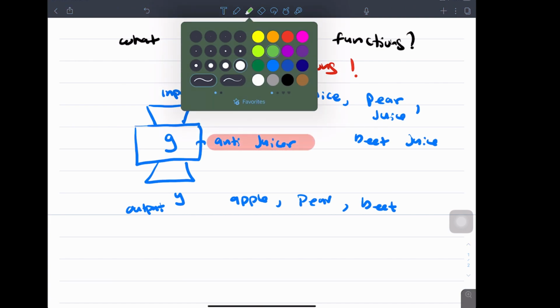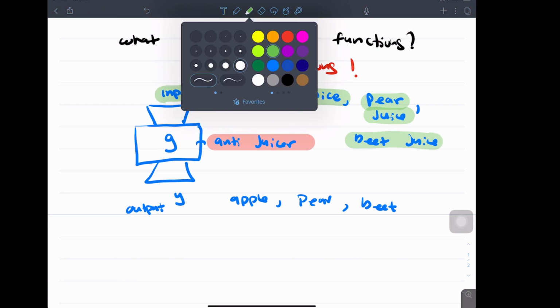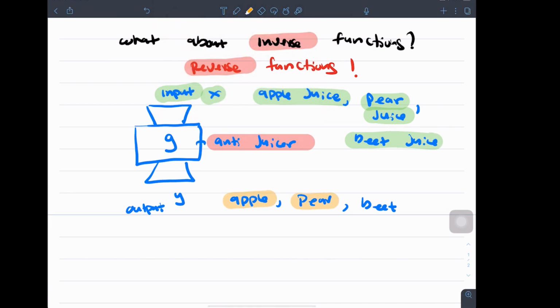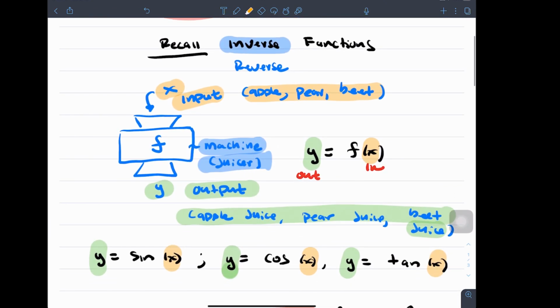So all of these here are going to be green now. Apple juice, pear juice, beet juice. And all of these here is going to be orange. Apple, pear, and beet. Because these are the outputs. Now, notice what happened in terms of your colors alone. What just happened? They just what? They switched. You guys with me on that? So your inputs become outputs, and your outputs become what? Inputs. Okay? You guys okay with that?